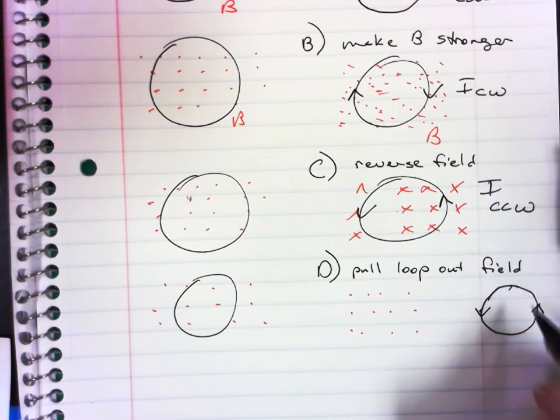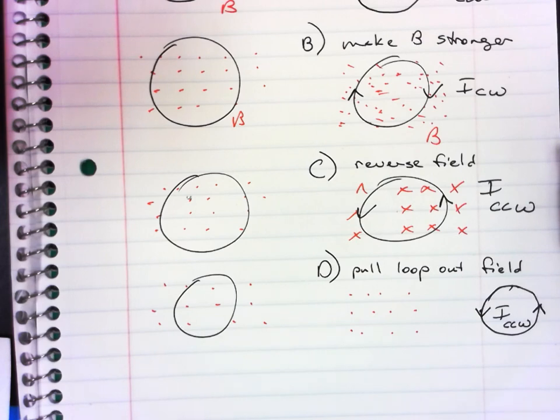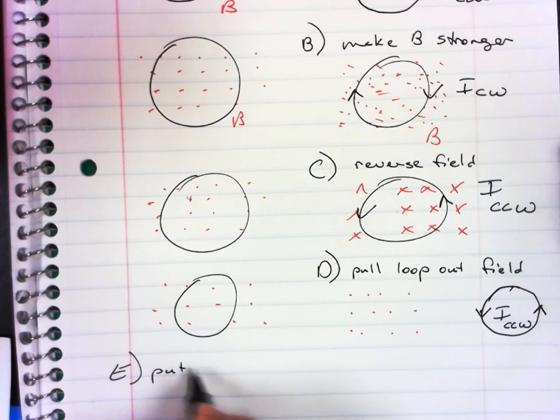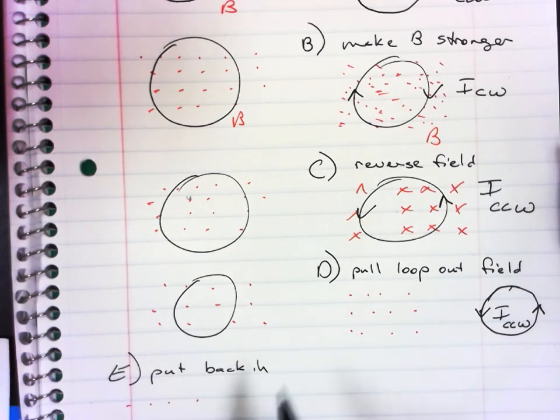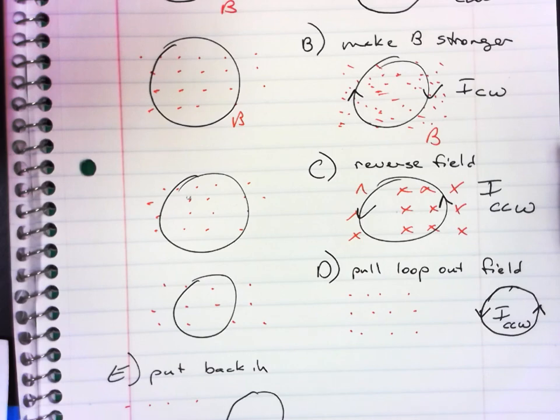I can't do my arrows. And then we're going to put it back in the field. Put it back in. So I'm going to recopy what I have here. And then the after is it's back in the field.